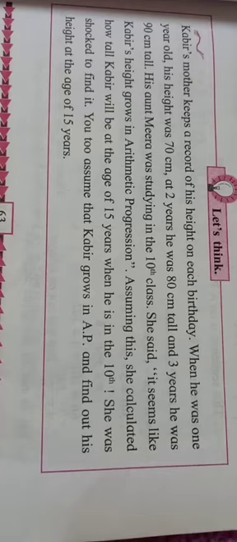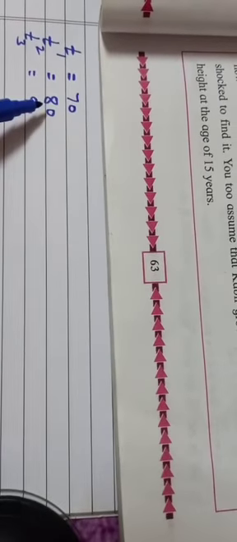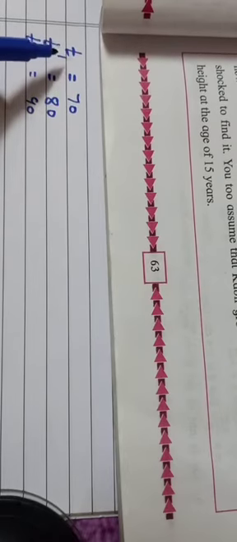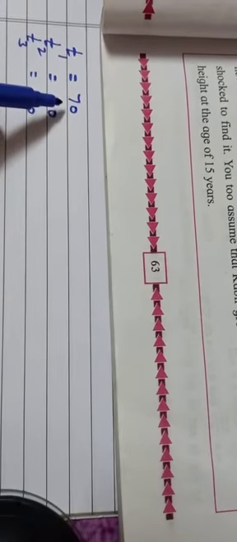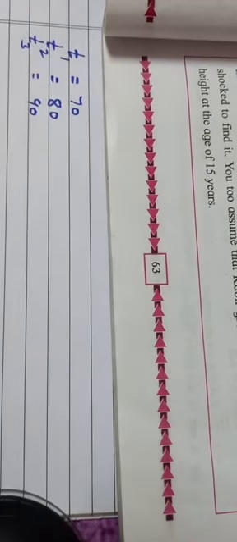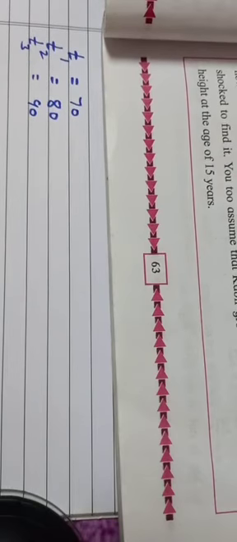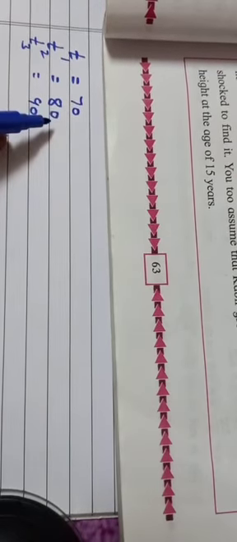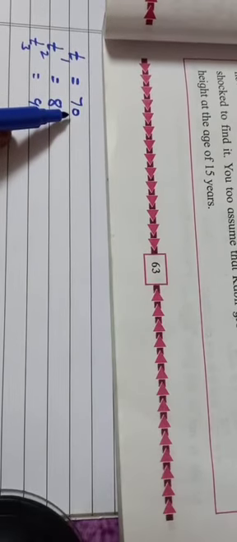Just check here. T1, that is the first term, is 70. Second term is 80. Third term is 90. That is, when the child was 1 year old, 70 is the height. 2 years old, 80 is the height. 3 years old, 90 is the height. So she said that his height grows in AP. AP means arithmetic progression, meaning she is able to find that the common difference between any two consecutive terms is constant.